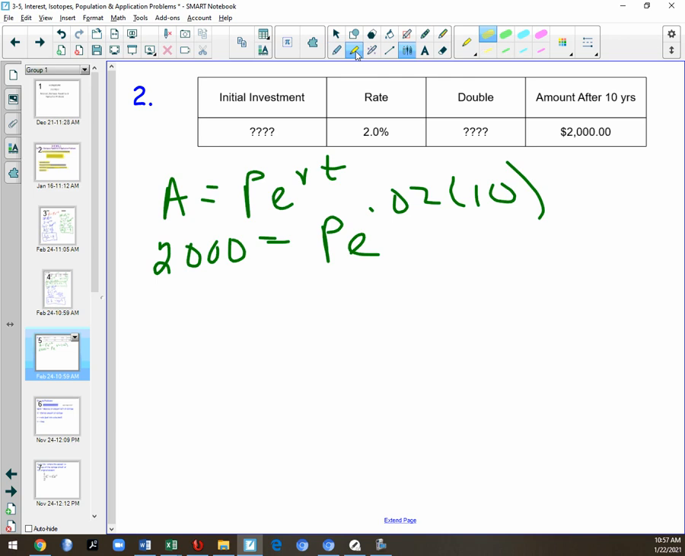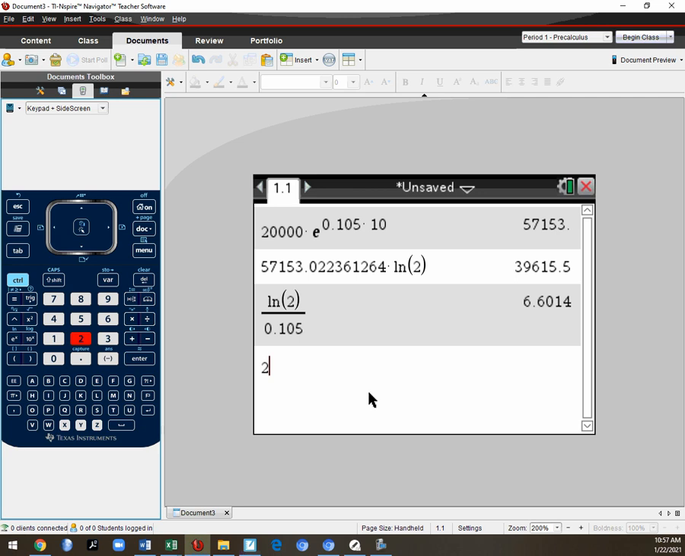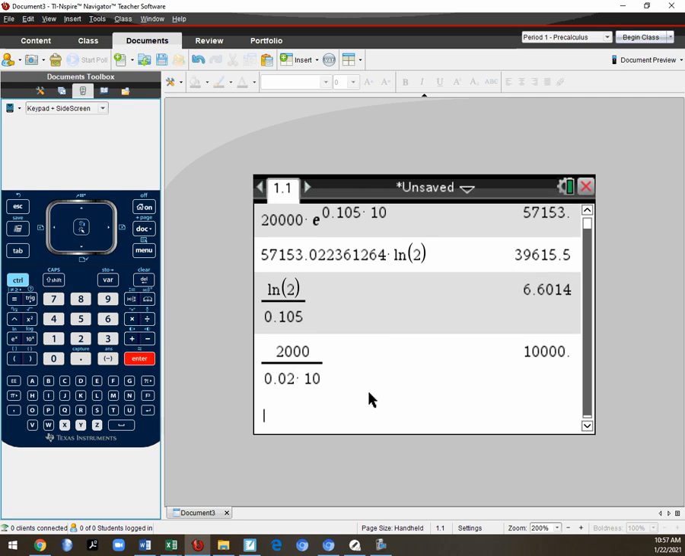So what I need your brain to understand is this right here is all just a numerical number. So what you're going to do is divide by that number on both sides. And that's going to give you P. So we're going to come back over here to our calculator. We're going to type in 2,000 divided by 0.02 times 10. And hit enter. And you're going to get that you invested $10,000.